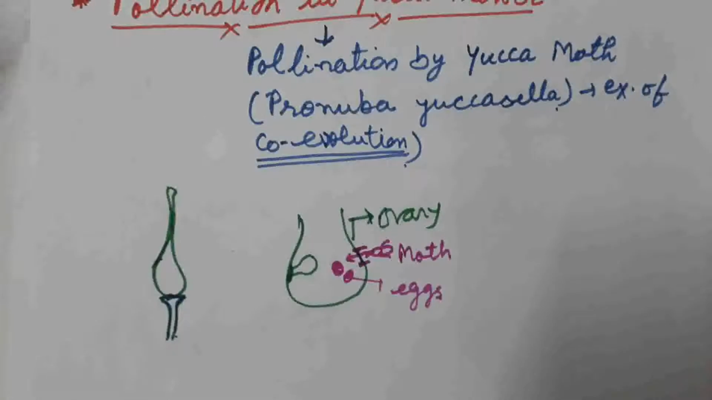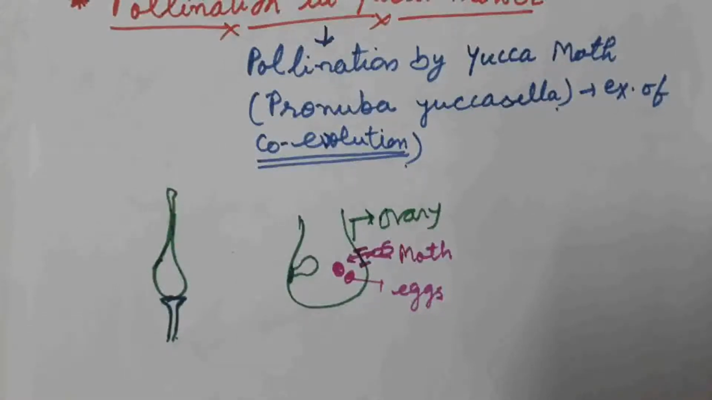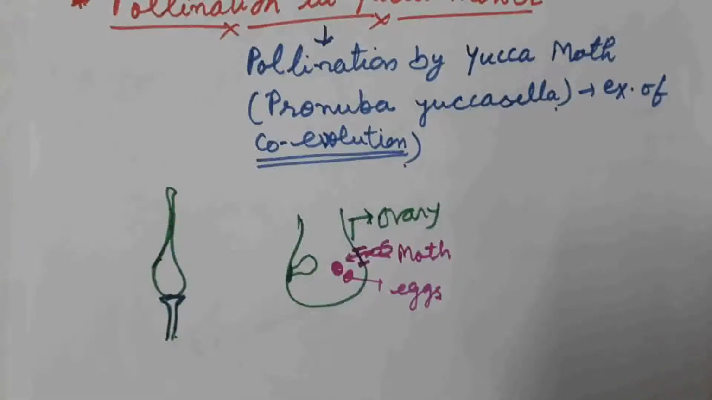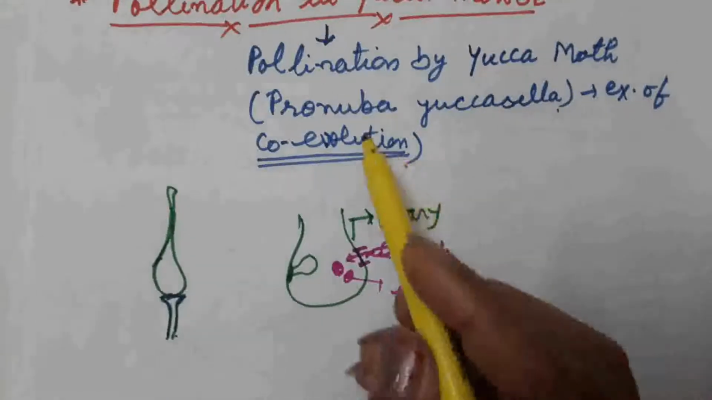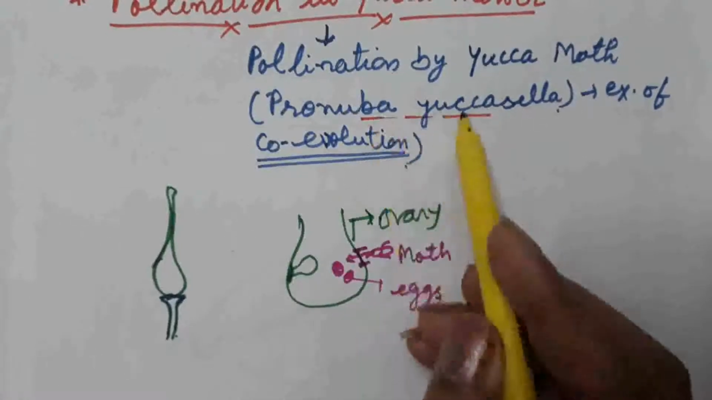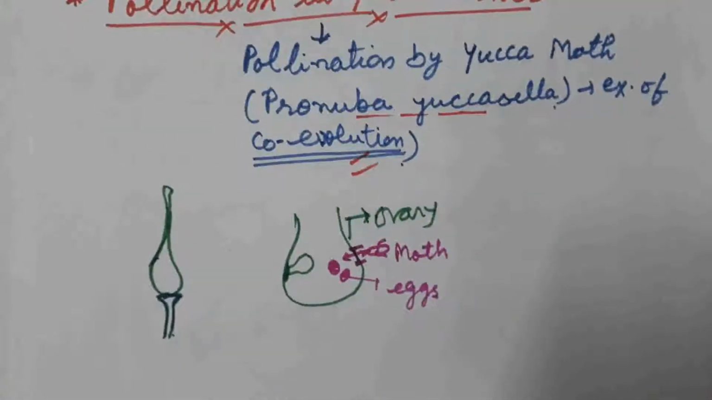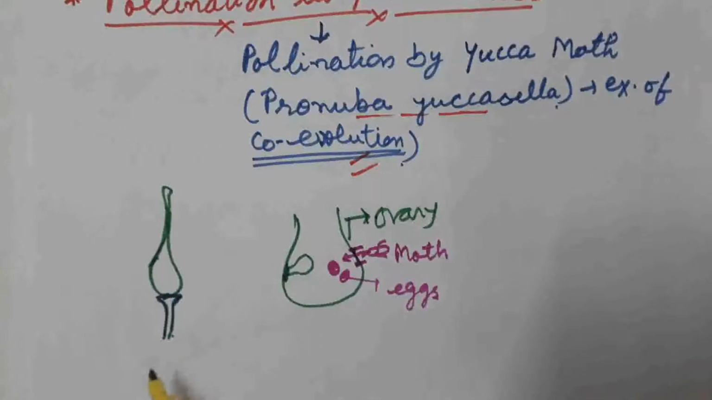Now we are going to discuss another example of entomophily, that is pollination in the yucca flower. In the yucca flower, pollination takes place by the yucca moth. We call it Pronuba yuccasella. It is also an example of co-evolution. This is the carpel of the yucca flower.